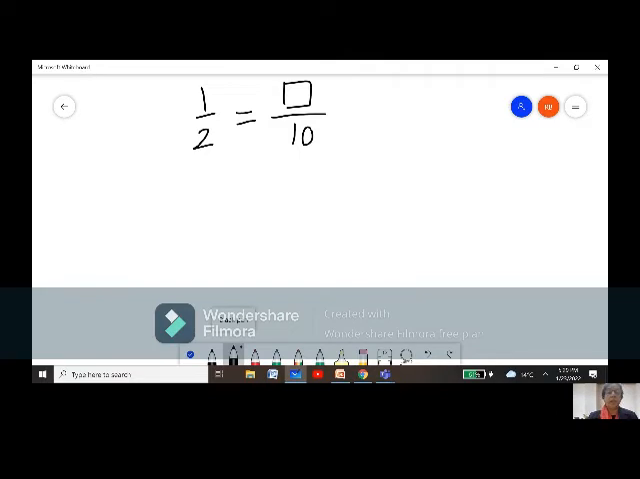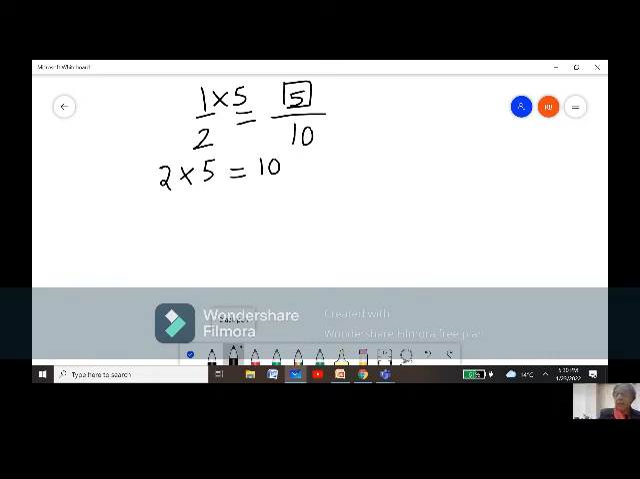Start counting the table of 2. 2 ones are 2, 2 twos are 4, 2 threes are 6, 2 fours are 8, 2 fives are 10. That means if you multiply 2 with 5, you will get the answer 10. Same number you have to multiply with the numerator also. 5 ones are 5. Missing number is 5.